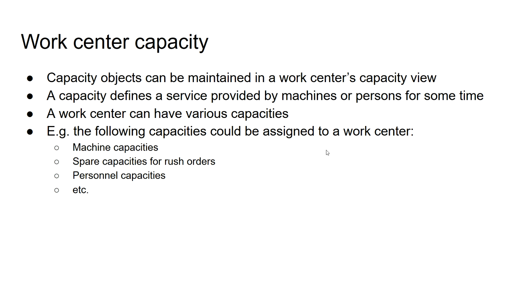One example for that would be pooled capacities, which I will be discussing in a bit. Essentially, you could have capacities that are used not just by this specific work center, but by various work centers. This would be an example of a capacity not being equivalent to a certain work center. Another thing to notice is that a work center can have multiple capacities. For example, it could have machine capacities, personnel capacities, or you can specify other capacities such as spare capacities for rush orders.